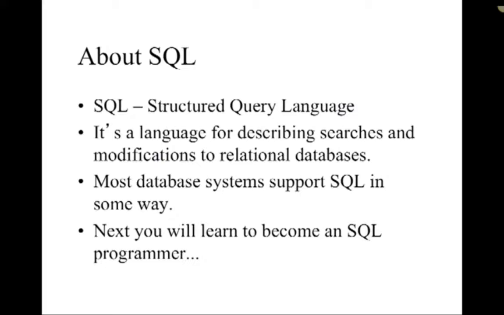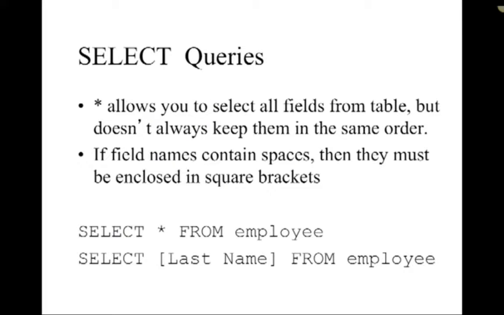So next, let's set you up to become an SQL programmer. We're going to look at some of the main things that you need in order to work with SQL in a database. So in a select query, and a query again is asking the database for information or a result, if we use the asterisk, that allows us to select all of the fields from our table quickly. And if a field name contains spaces, then you have to remember to put it inside square brackets.